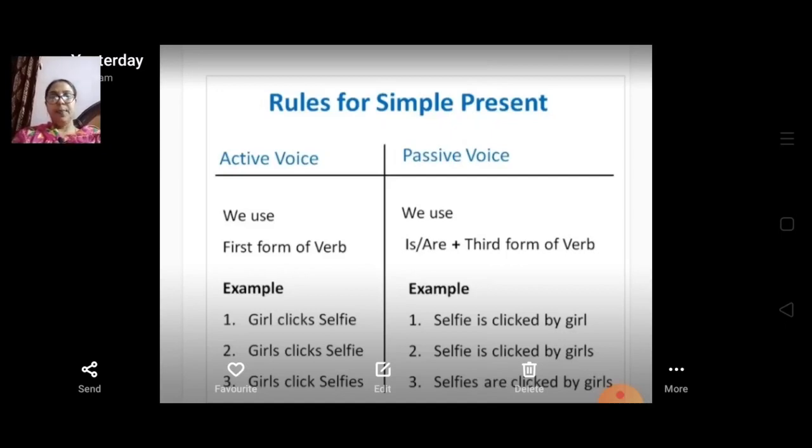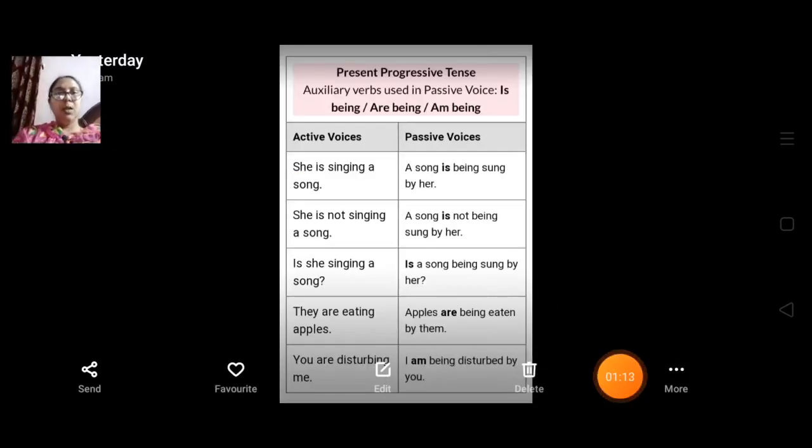Now let's see how to convert active to passive voice in present continuous tense. In present continuous tense, we will use the auxiliary verbs in passive voice: is being, are being and am being, and the third form of the verb. If in active voice it is written "she is singing a song", in passive voice it will change to "a song is being sung by her". So this is the rule to change active to passive voice in present continuous tense.